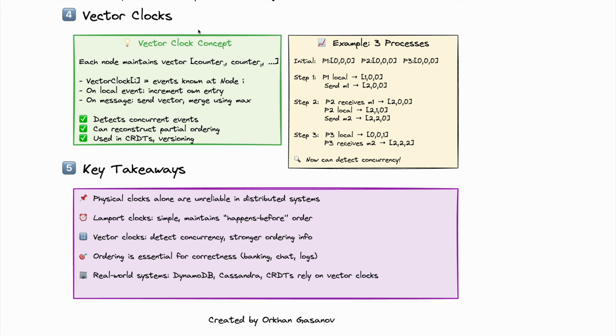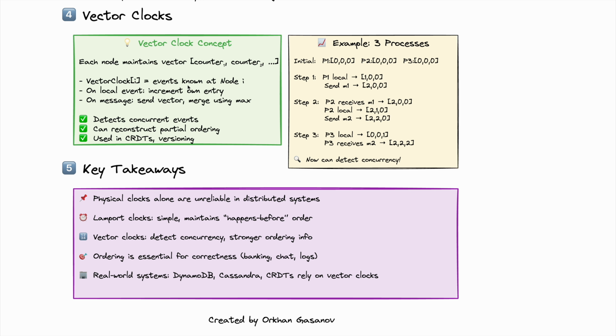Next one is the vector clock. So what do we do in the vector clock? It's the same as the Lamport clock, but with one difference: instead of maintaining one counter, we are maintaining a counter for each process. So for example, in this case, we have three processes and we are maintaining a vector of size 3, one entry for each process, right?